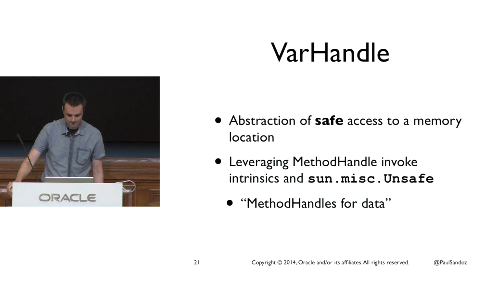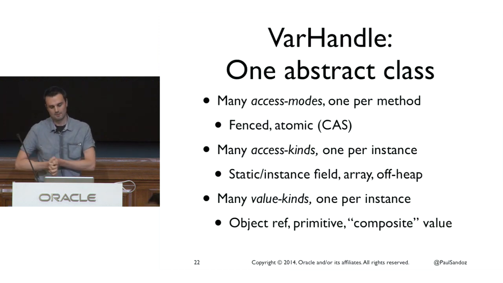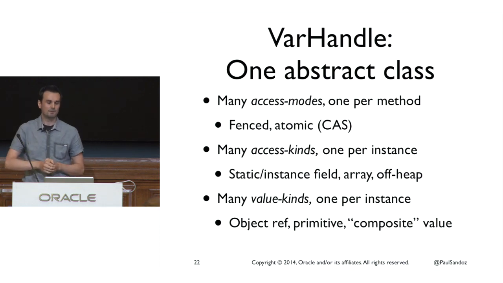And this is where VarHandle comes in. It's an abstraction of safe access to a memory location, leveraging method handles, invoke intrinsics, and some misc unsafe. So as Brian said, you can think of it as method handles for data. We can have one abstract class, and many things supported by this abstract class. We can have many access modes, one per method. We can have the fenced, atomic, CAS, stuff like this. We can have many access kinds: it could be static, instance field, array, or off heap. And we could have many value kinds too: it could be an object reference, a primitive, or even a composite value with value types.